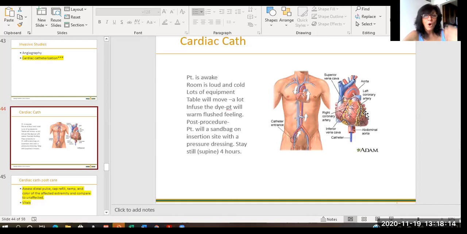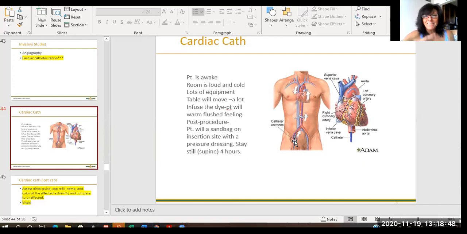Now, after the cardiac cath, your job as the nurse, what do you have to do? The patient is going to have a sandbag or a couple of sandbags. That's what I said, sandbags at the site. So there's going to be gauze with a clear dressing over it. It's called an occlusive dressing, and a sandbag or sandbags over it so that they don't bleed to death. Because when we go into that femoral artery, it's a big artery, right? We want to make sure that they clot, so that they don't just bleed out, okay?